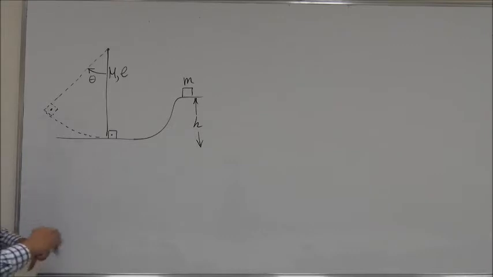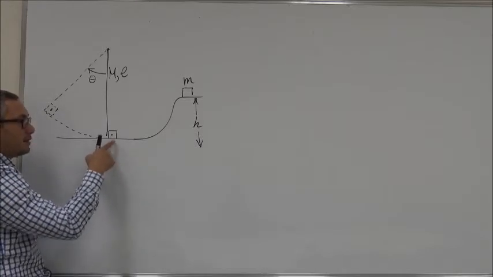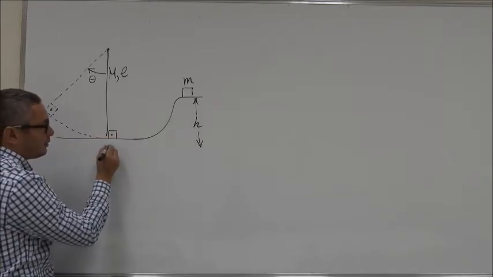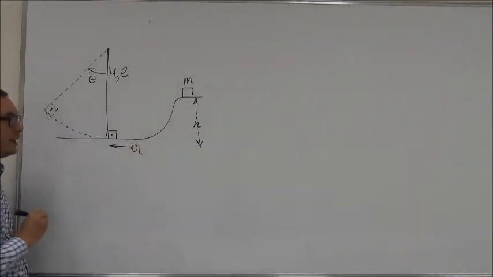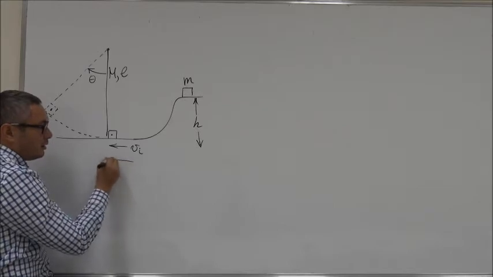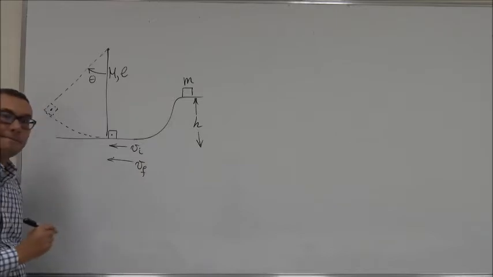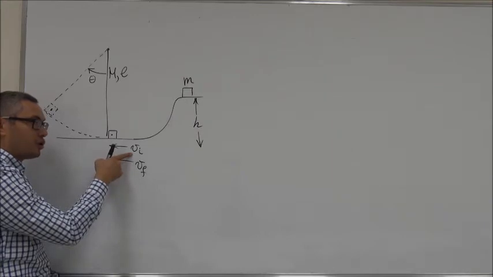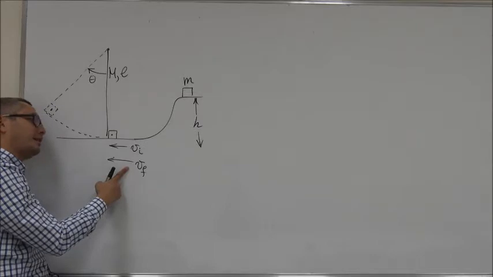Now let's introduce two parameters. Let's say that the velocity of the block just before the collision is equal to v initial, and the velocity of the block right after the collision is v final. It is important to note that this is the velocity of the block just before the collision, and this is the velocity just after the collision.